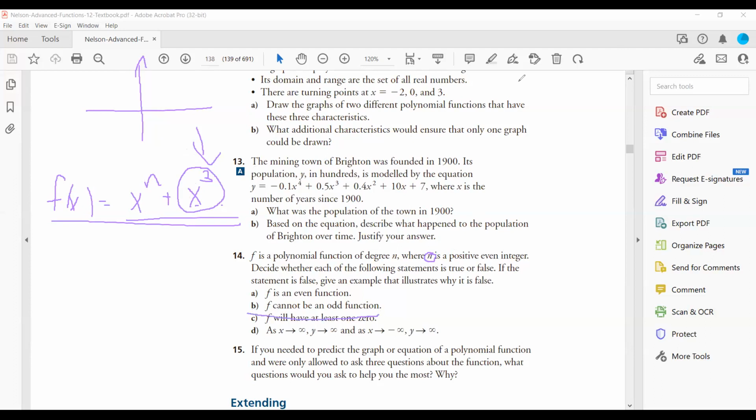Considering the same logic, B is true because f cannot be an odd function. And the question C, f will have at least one zero.